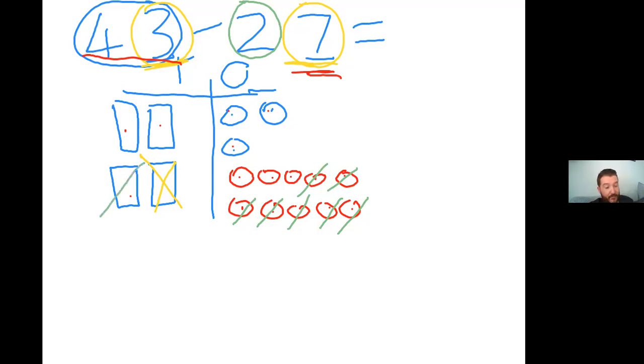So 10, 20. Now all we need to do is count what's left. Don't forget to count the extra ones that are left that you added on because they're important. So let's count them. 10, 11, 12, 13, 14, 15, 16. That should give me 16. Okay. So it's a little bit more complicated, but as long as you remember to exchange 1 10 for 10 ones, it's easier. So let's try another one.